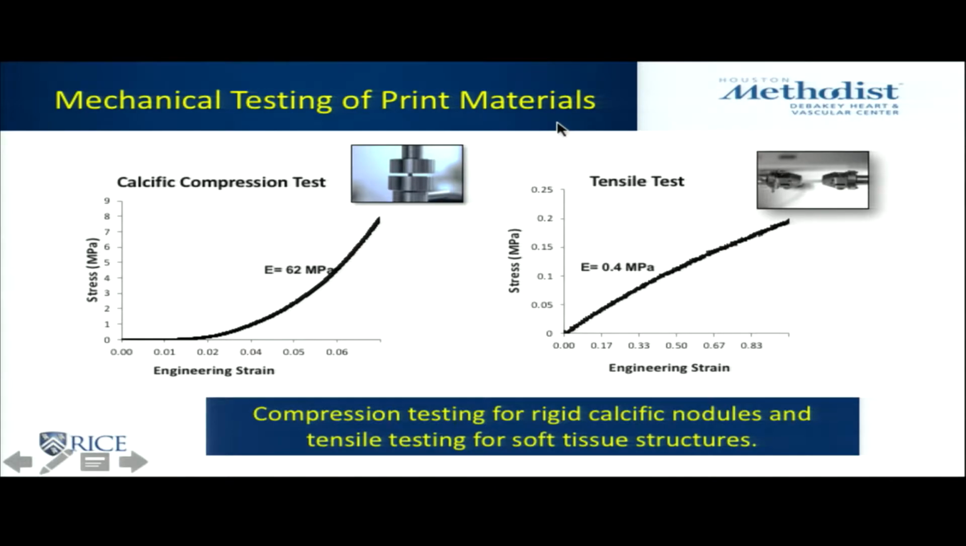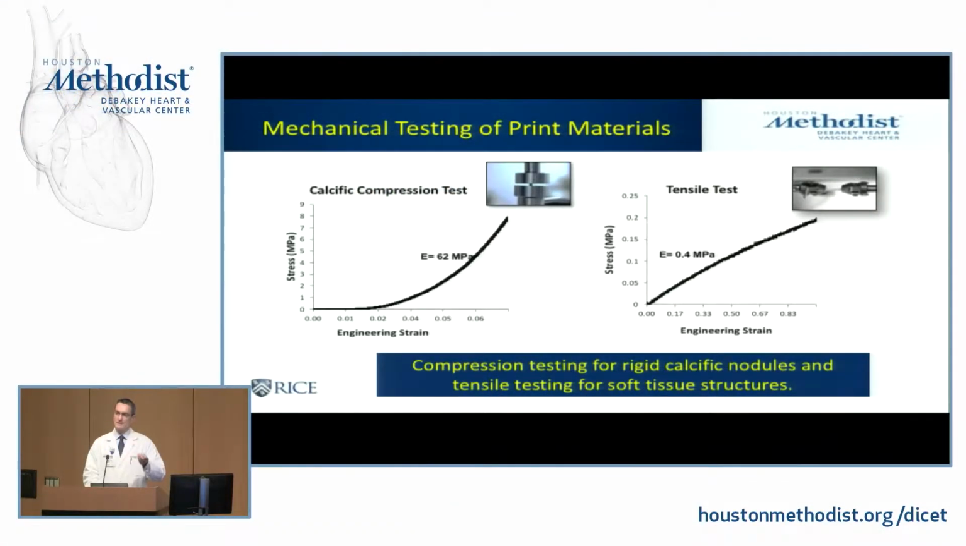So we don't just pick random materials that look the right color. We actually put a lot of effort, and other centers are doing this now as well, to try to get materials that actually behave like cardiac tissue. So the simple tests are, we compress calcium to see, does the 3D print material that's supposed to be calcium really behave like calcium? And the other thing is a tensile test. You pull material and think, does it break at a point when human cardiac tissue would also break?